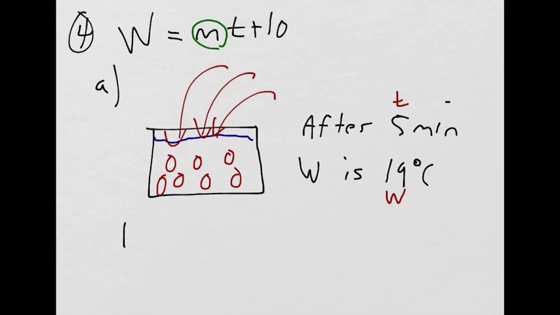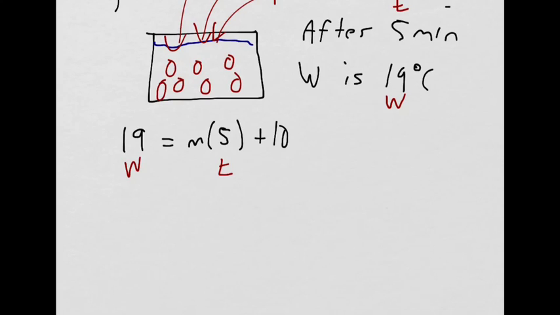Okay? So we have 19 equals m. We don't know what m is yet, so we just leave it. Times 5 plus 10. So remember, this used to be W, this used to be t, but they gave us specific values for those variables, so we just substitute them in. Okay, and then we just do a little bit of algebra here. So this is 19 equals 5t plus 10. Solving, oh sorry, not 5t, 5m.